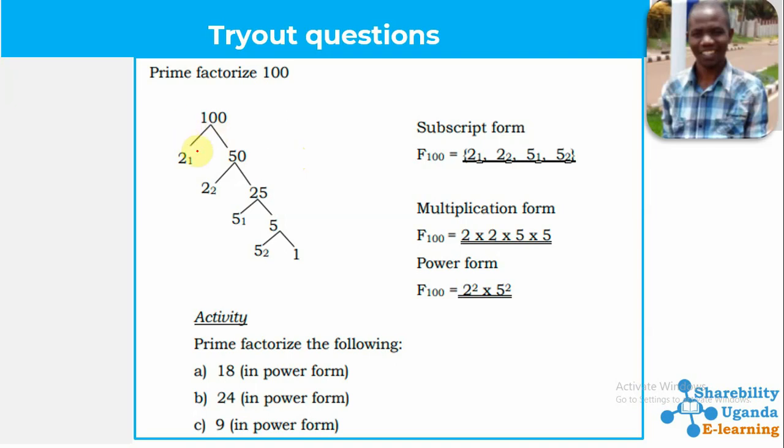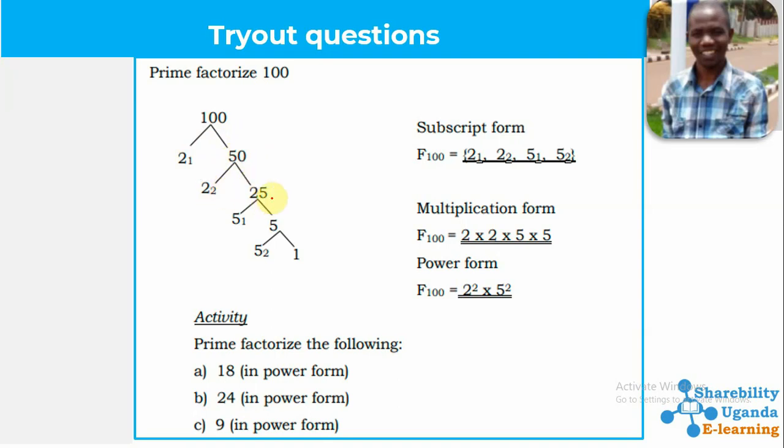Which kind of method was used here? Someone with an answer? Here they used our factor tree method. For the factor tree method, we write our number here, then we bring down these angles. After that, we look for the lowest number that can divide it without giving a remainder. Here we use 2. 100 divided by 2, we get 50. Also we divide 50 by 2, we get 25.